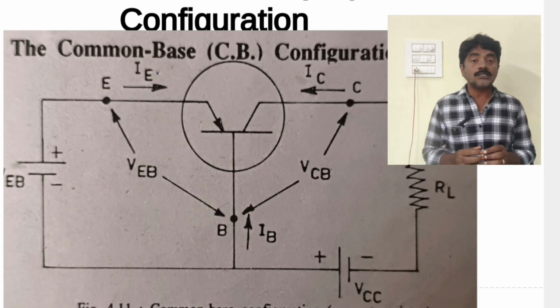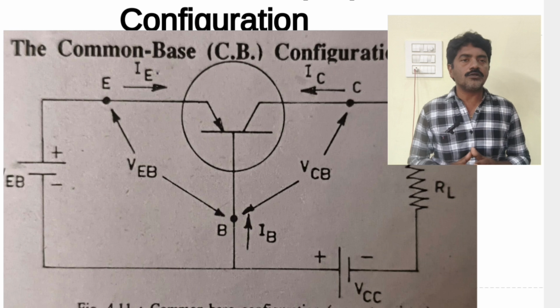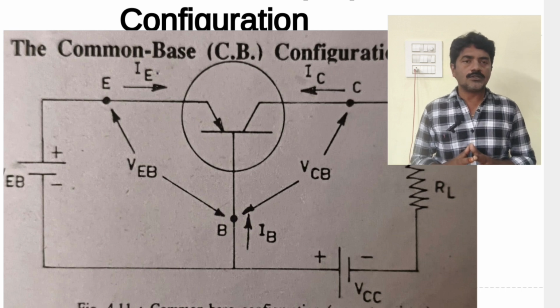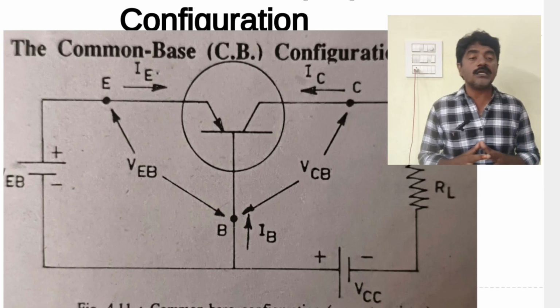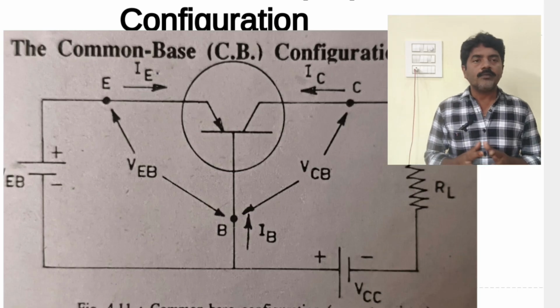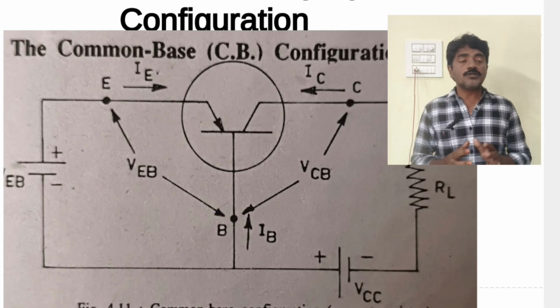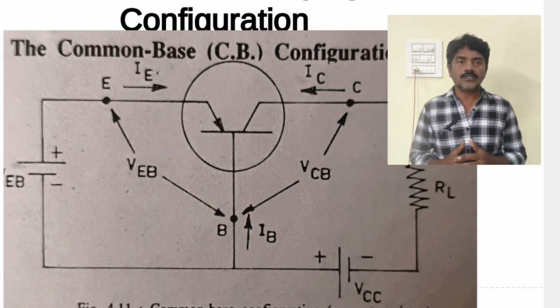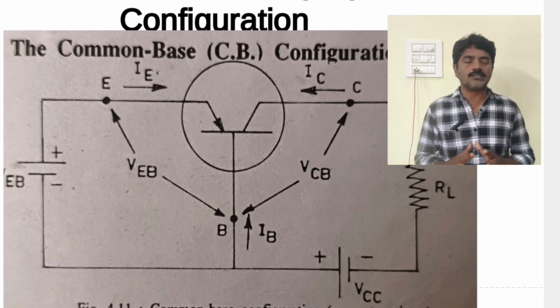Here, emitter is connected to the positive terminal of the supply source, and base is connected to the negative terminal of the supply source. It means emitter and base act as a forward bias. Here, collector and base act as a reverse bias, because collector is connected to the negative terminal of the supply source and base is connected to the positive terminal of the supply source. It means the collector-base junction, the output circuit, acts as a reverse bias.